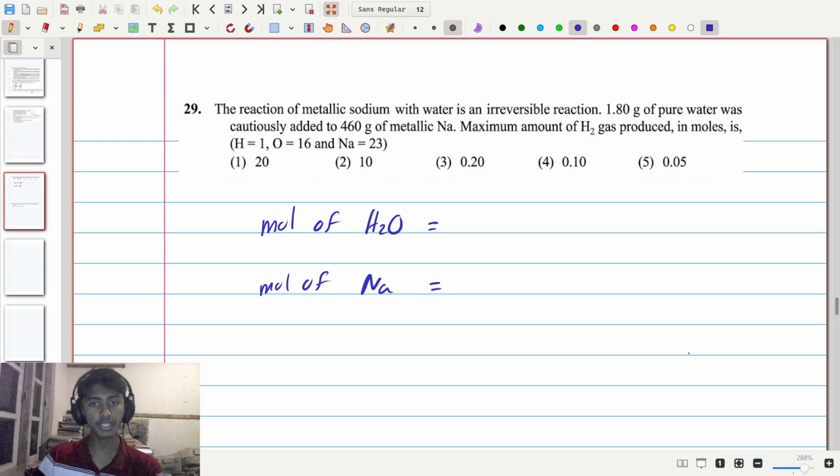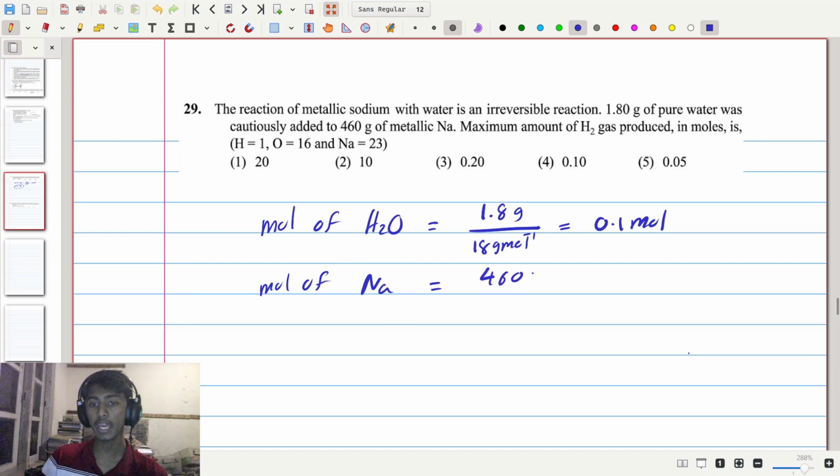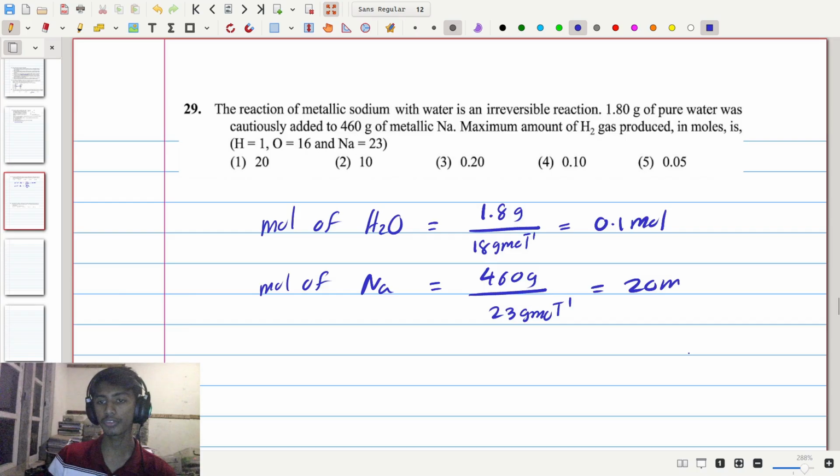Now in terms of water, we have 1.8 grams divided by the molar mass of water, which is equal to 18 gram per mole. Now dividing, we can see we have 0.1 moles of water. Now doing the same thing for sodium, we have 460 grams divided by 23 gram per mole, which gives us a total of 20 moles.